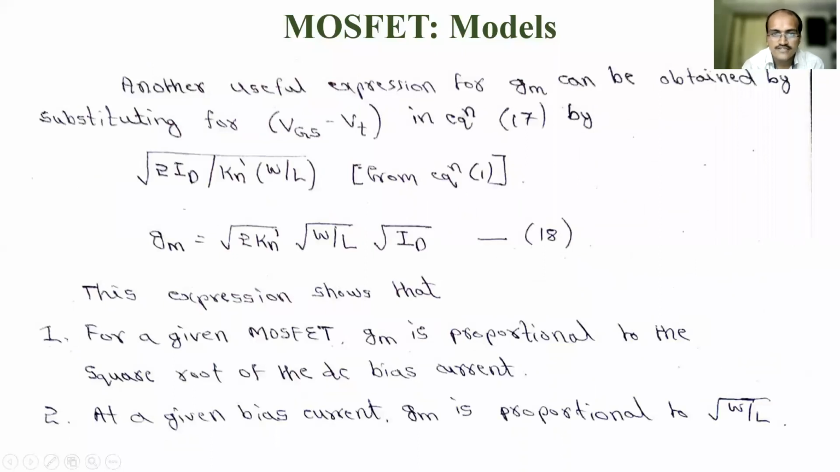So why is it separated? Just to tell you, the transconductance depends on 3 different parameters. This expression shows that for a given MOSFET, GM is proportional to the square root of the DC bias current, ID. At a given bias current, GM is proportional to the square root of W by L also. To show you this, this expression is written. If you work that out, you will get this equation.